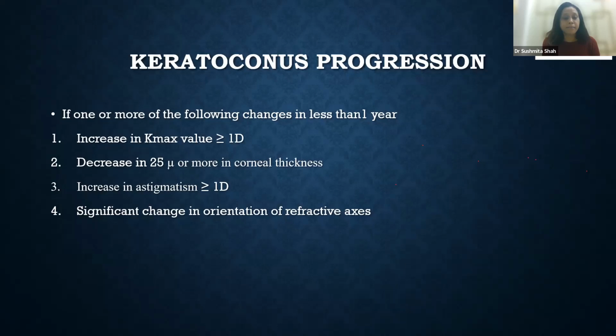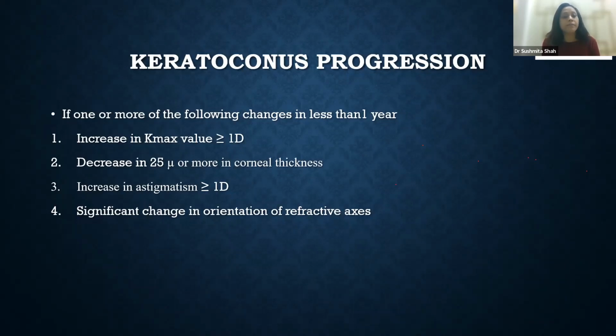This is usually the Pentacam Kmax value of greater than or equal to 1 diopter of increase, or a decrease of 25 micron or more in the minimum corneal thickness. As we know, in keratoconus, we already have a thin cornea. So if the previous pachymetry reduces by 25 micron in less than a year's time, that is possibly progression.